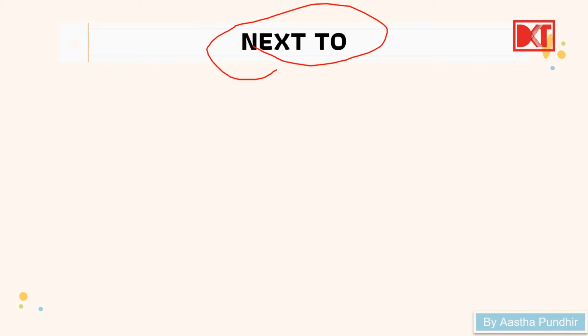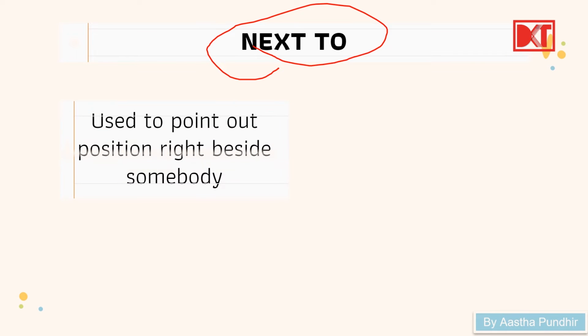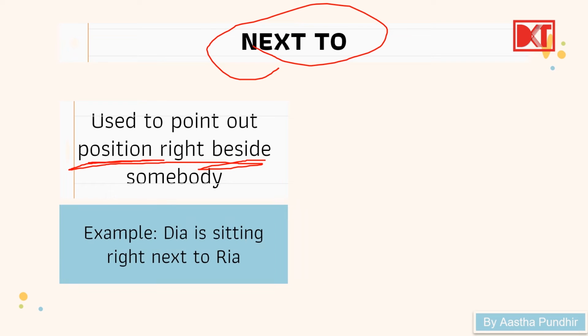Next, two. When can we use this preposition? Used to point out the position right beside somebody, next to. Diya is sitting right next to Riya, right next to. दोनों साथ साथ बैठे हैं, Diya and Riya. So Diya is sitting right next to Riya.